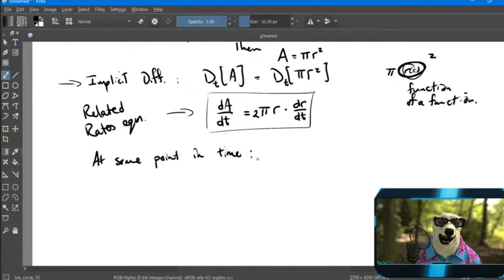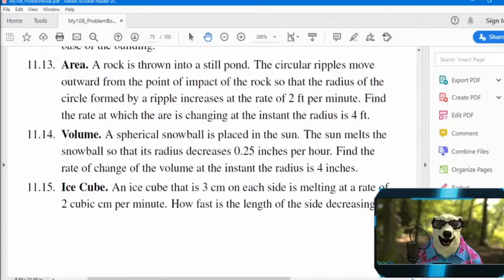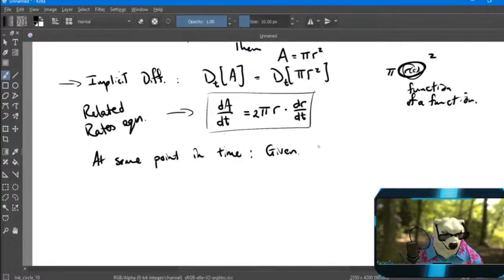At some point in time, we're given some stuff. Now I look back at the question. We're given that the radius increases at a rate of 2 feet per minute. So that means the rate of change of the radius is 2.